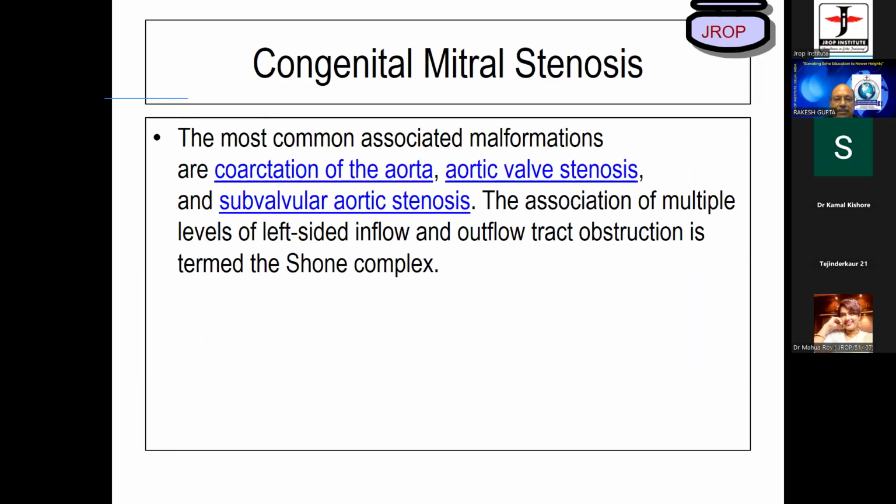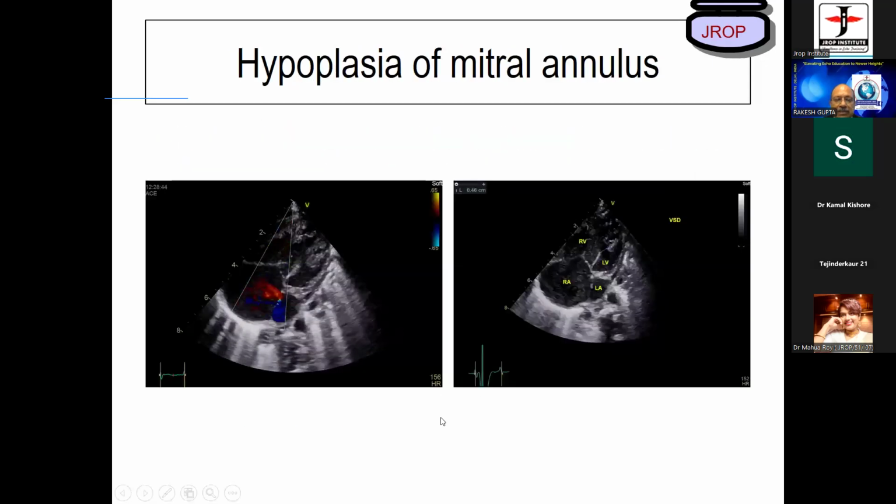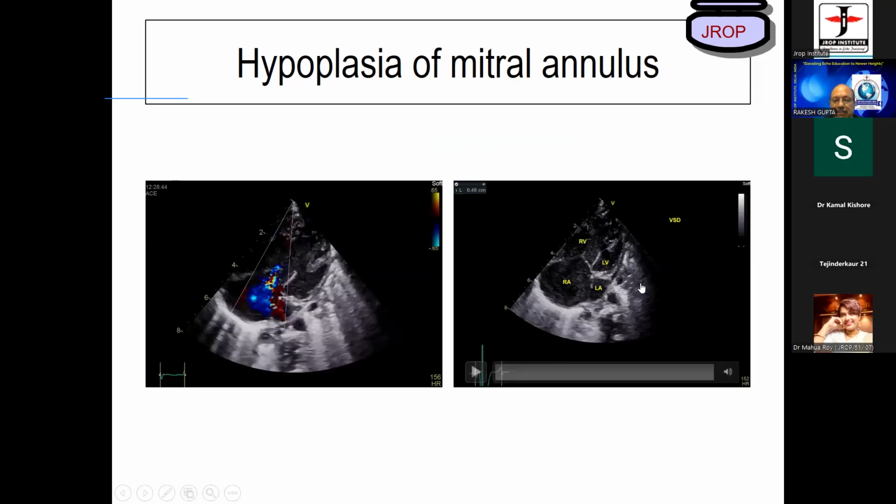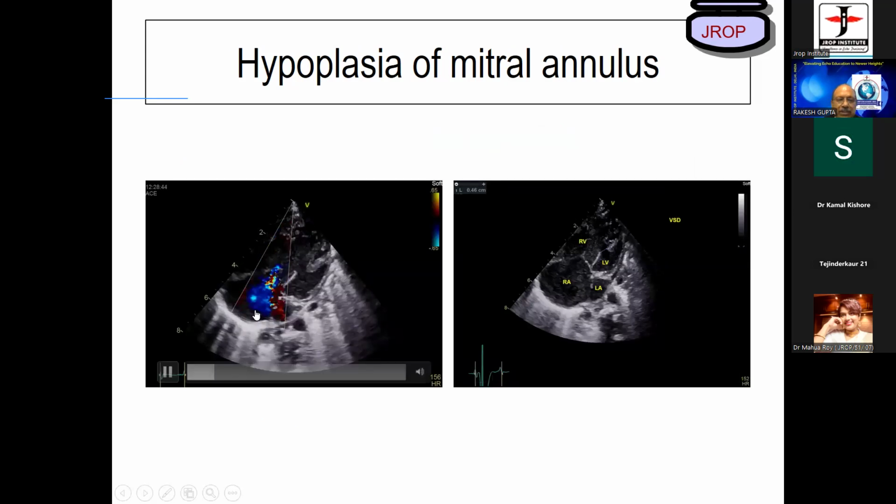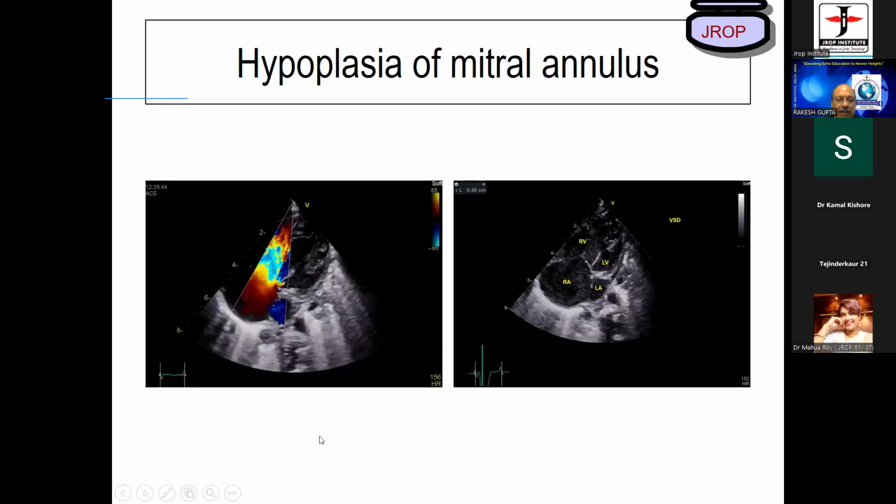Then mitral stenosis. The commonest mitral stenosis. This is one example for hypoplastic left heart. There is mitral valve which is present, but there is no flow across this mitral valve. Although it should not be over here, because this is a congenital cyanotic heart disease.